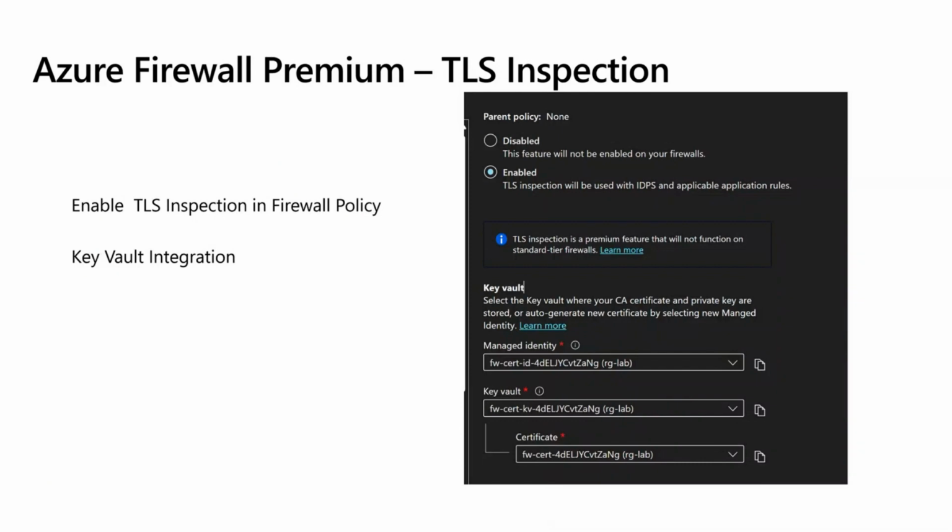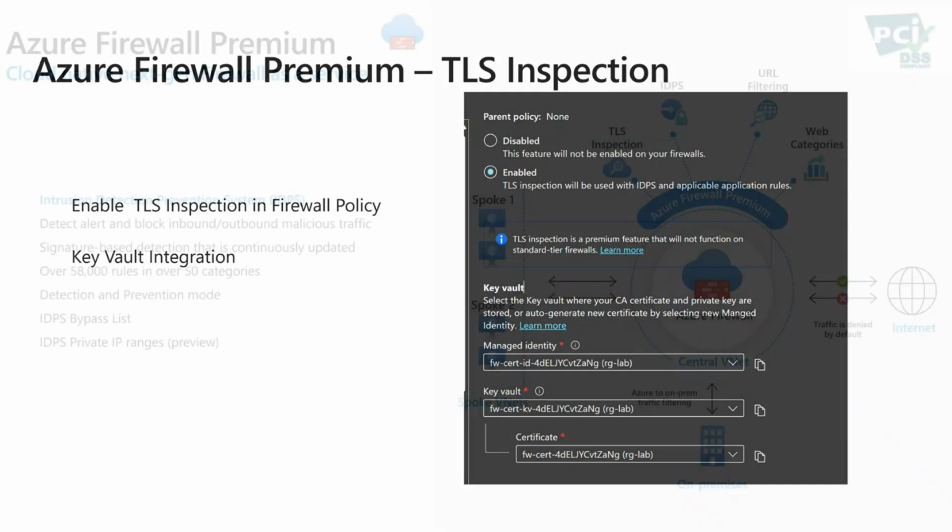So this is how TLS inspection is configured. It's configured through a policy. You give a key vault where the certificate is, as you see the second field, and then you give a managed identity. So this managed identity will have the access to get the certificate from the key vault for the firewall to do its work. And then the certificate, as you see here, is stored in the key vault. But this is what you configure, enable TLS inspection, and that's all it needs. And as you see here, there's key vault integration, so you don't directly store the certificate on the firewall.